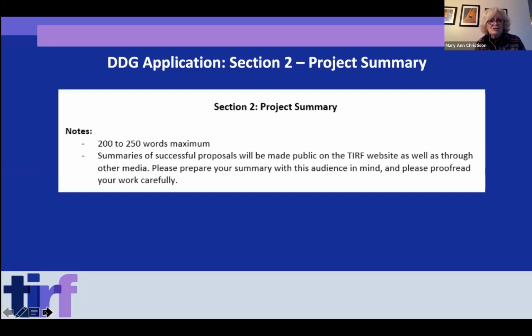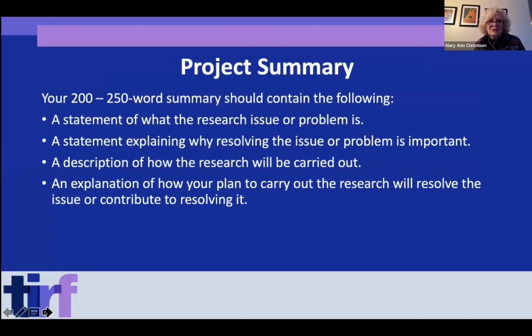So let's look at section 2. I will say that section 2 is so difficult to write, I think. And one of the things you might do is just leave this section until you have everything else completed, and then come back and add your 200 to 250 word project summary. It's like writing an abstract. You know, often when we write papers, we do our abstract at the end. So it is a little bit tricky, but let me tell you the pieces of this project summary that need to be there. So let's look at this.